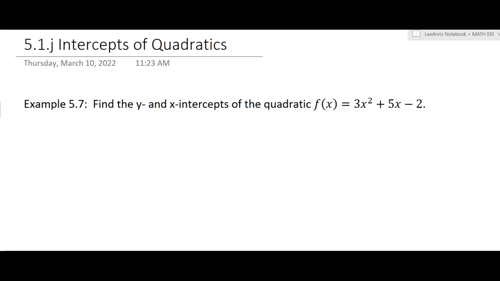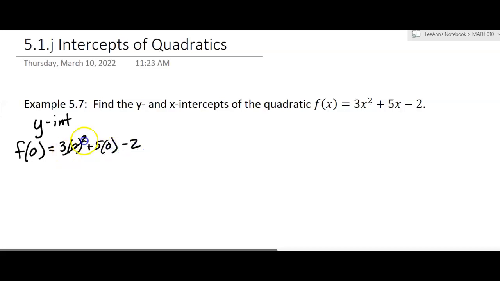Okay, so we're going to talk about x and y intercepts for a quadratic. If you want to find the y-intercept, then you're finding f of 0. So for ours, it's going to be 3 times 0 squared plus 5 times 0. You don't really have to write all that out because that's going to go to 0, that's going to go to 0, and you're going to get negative 2. So the y-intercept is the point (0, negative 2).